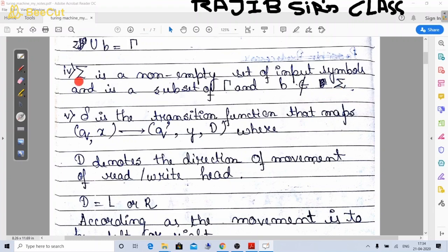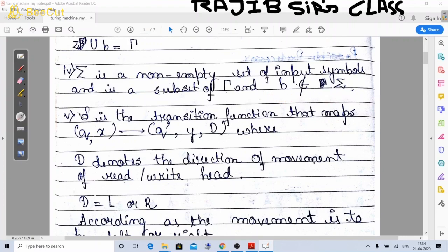So sigma is a non-empty set of input symbols and is a subset of gamma, because gamma minus blank is basically your sigma.